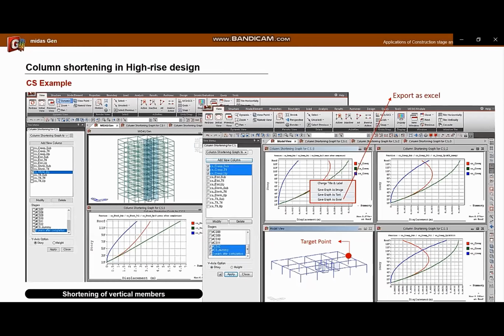The final procedure is the calculation of the shortening value of the vertical member. General provides the shortening values of creep, shrinkage, and elastic shortening of the specific nodes as follows. It is provided as a graph and Excel data. We can calculate the vertical correction value through these shortening values.